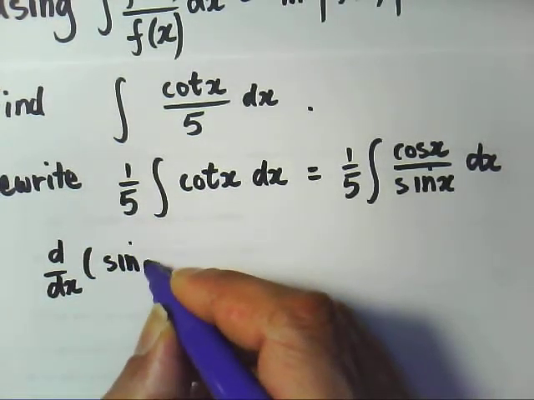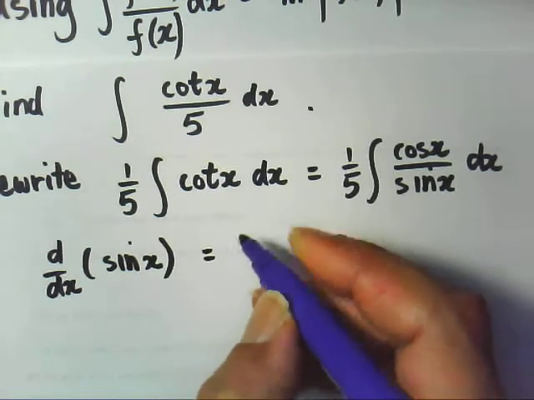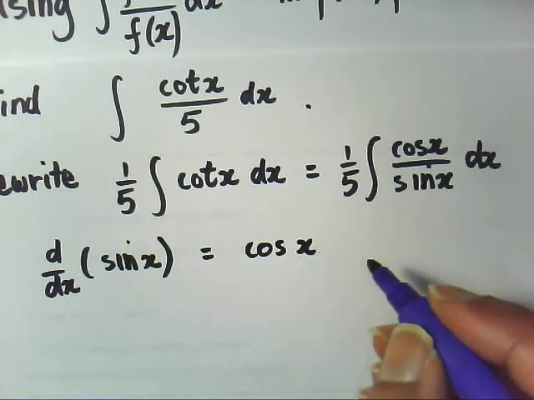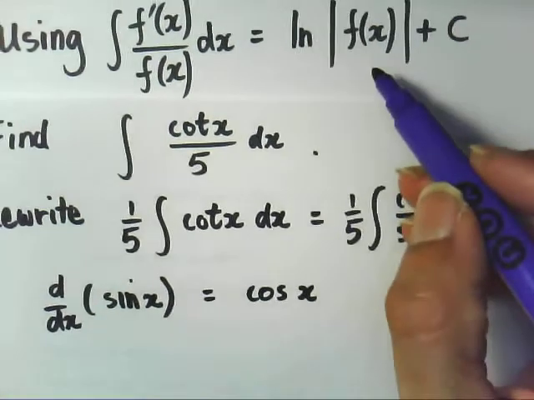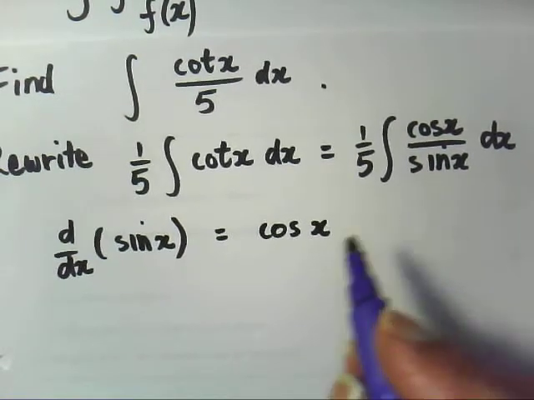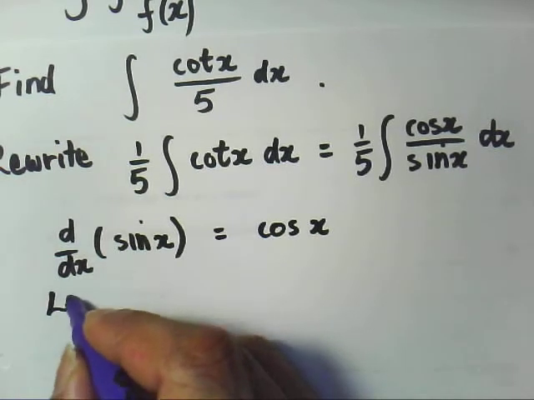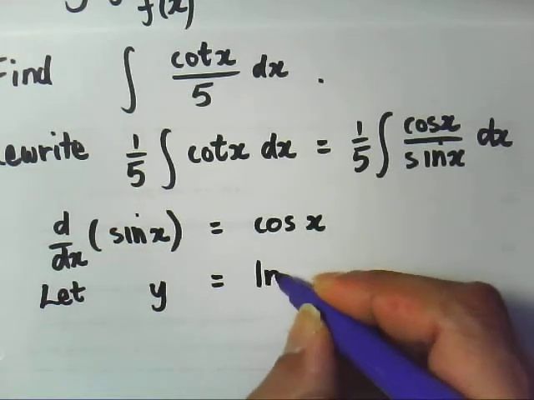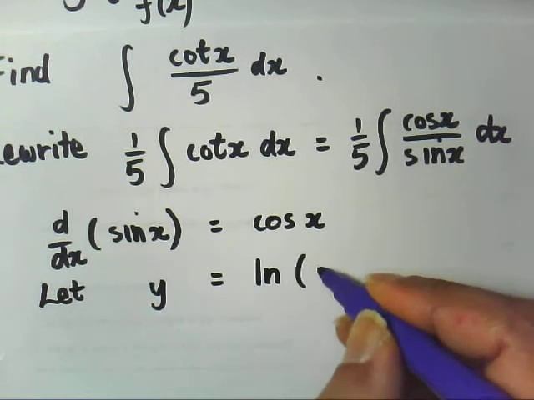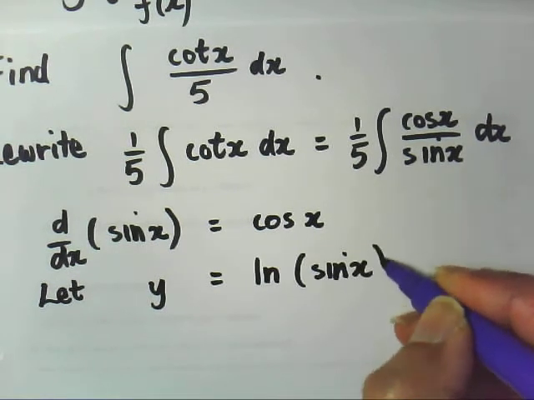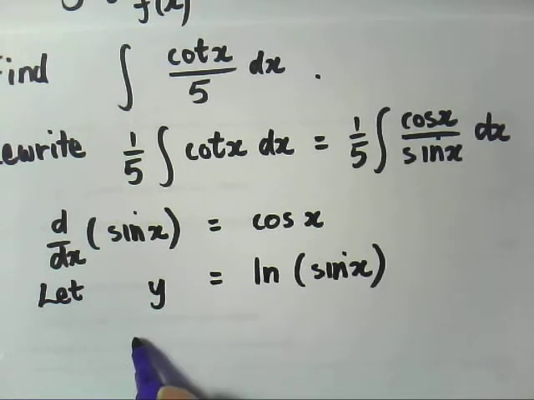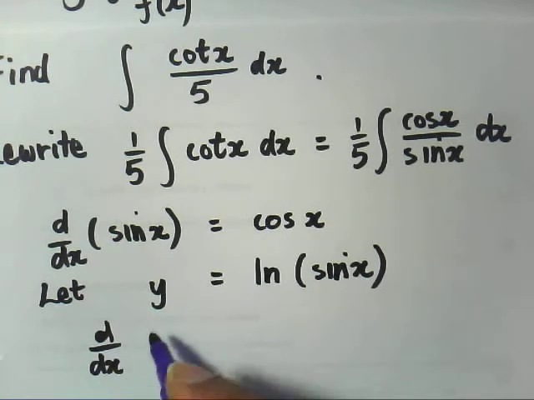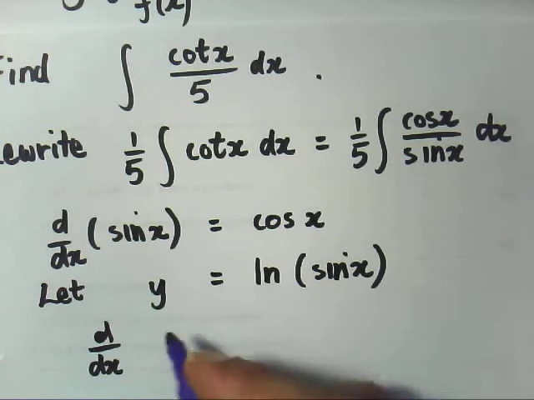Well, when we differentiate sin x, we get cos x. So using this principle, and trying to think about what we're going to let y equal to, we could let y equal a natural logarithm of the denominator. Well, if we try to differentiate this, we're going to have to use the chain rule, obviously.